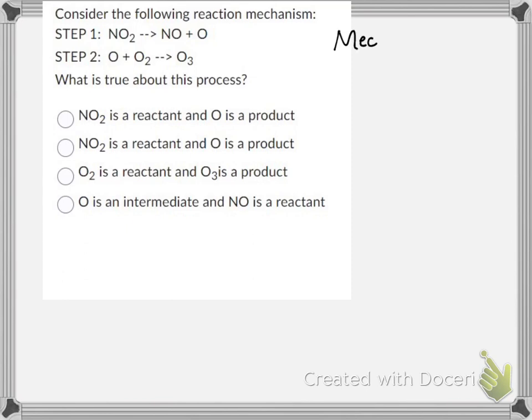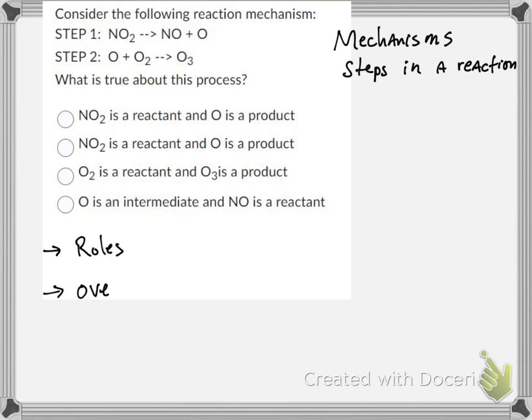So the first thing is that we're talking about mechanisms. And mechanisms are going to be given in what are called elementary steps. They'll be numbered like step 1, step 2, in a reaction. And you're going to be asked to identify their roles and how they sum up to the overall reaction.